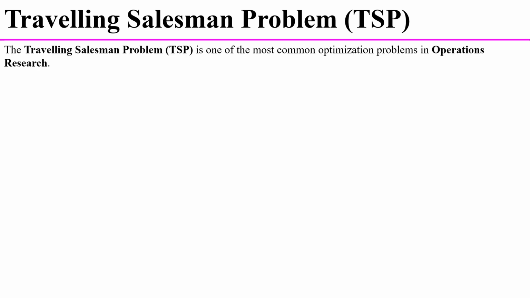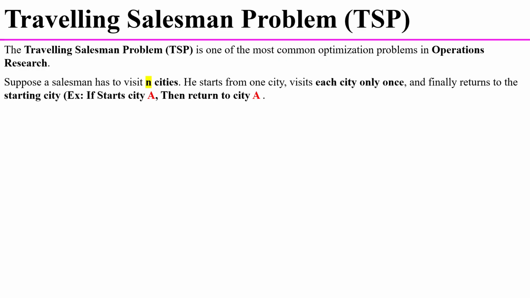In the present video, we will discuss the traveling salesman problem. The traveling salesman problem is one of the most common optimization problems in operations research. Suppose a salesman has to visit n number of cities, then he starts from one city, visits each city only once, and finally returns to the starting city. For example, he starts at a city, let's consider A, then he should return to the city A.